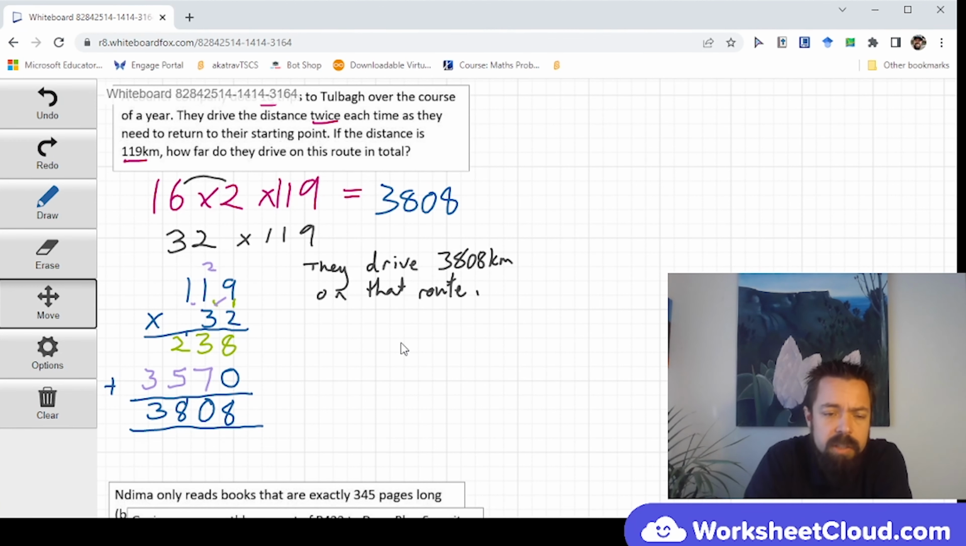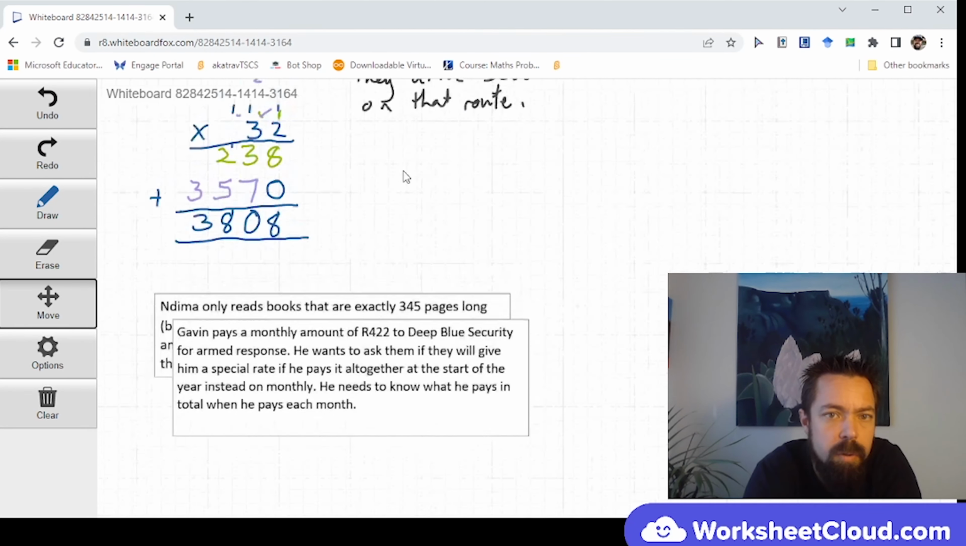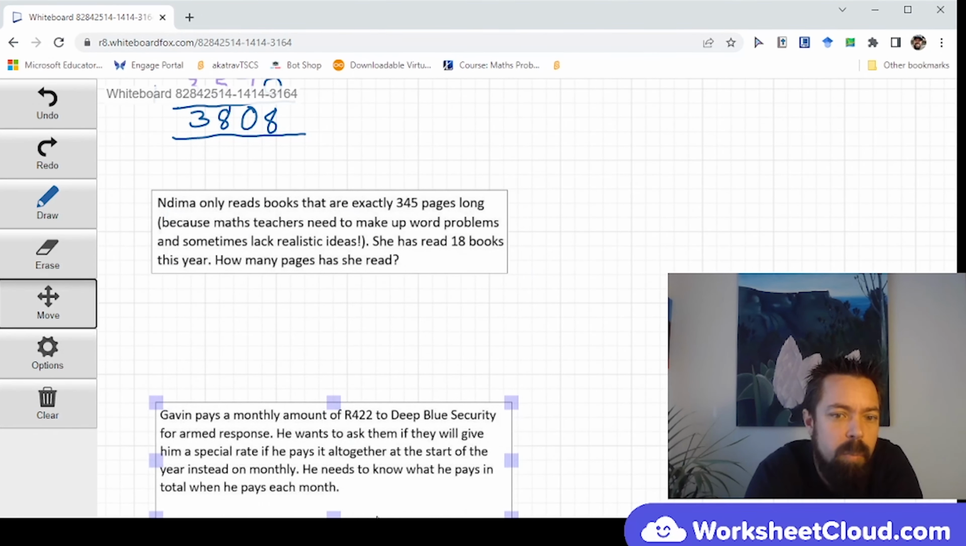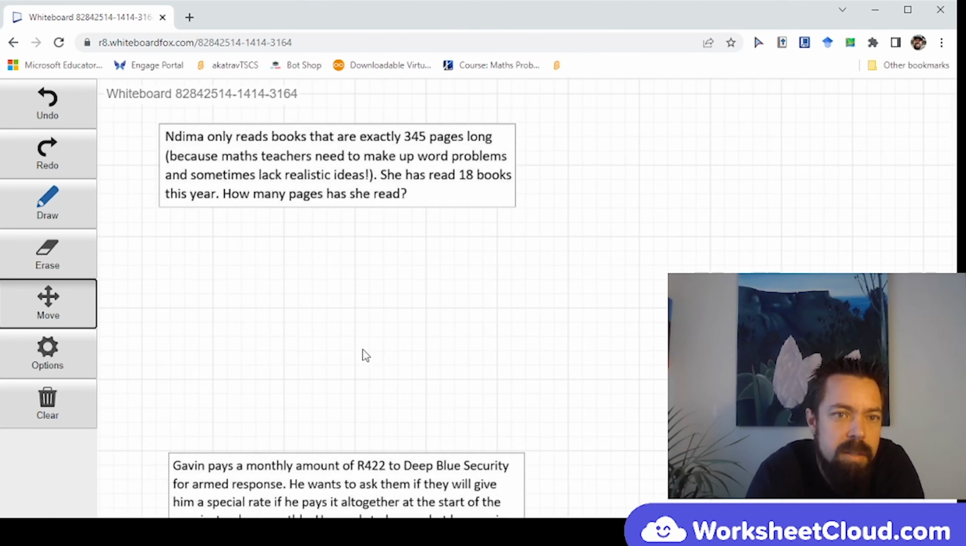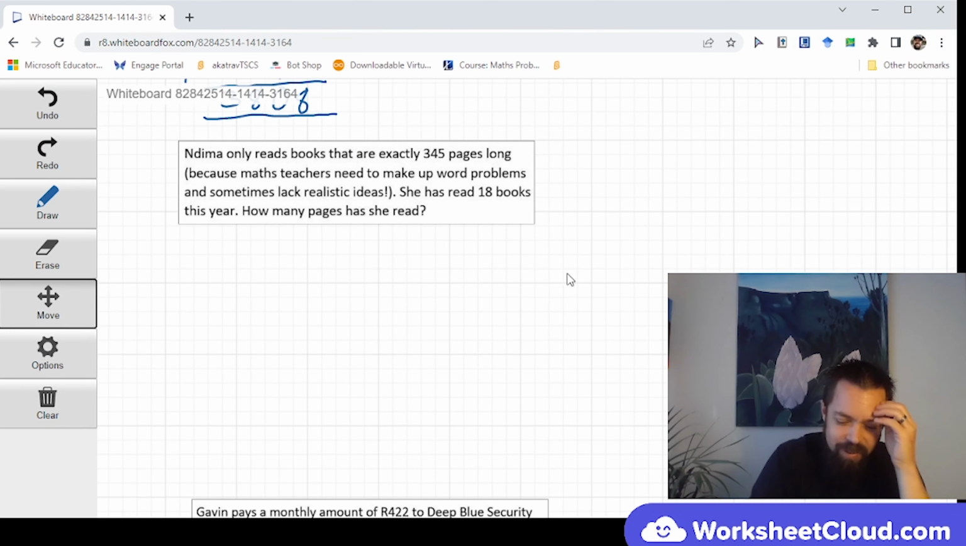Some teachers will even actually give you marks if you got your answer wrong, but then you turned your answer into a word sentence like this. They might even give you a half mark just for having done the right thing in terms of putting it into a word sentence. So even if you're not 100% sure of your answer, make sure you do.